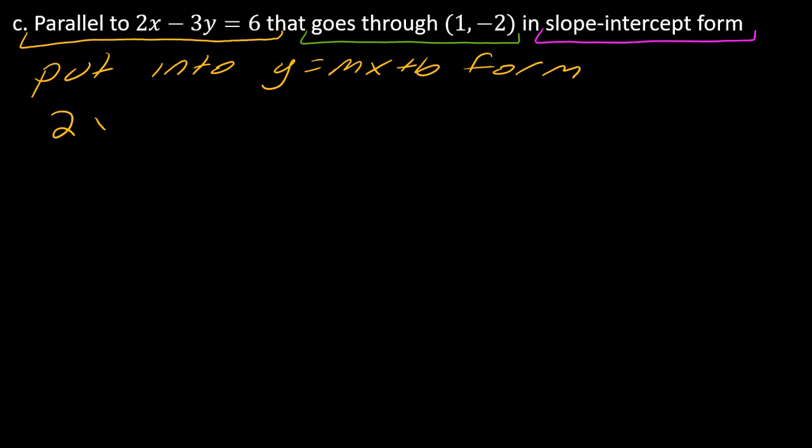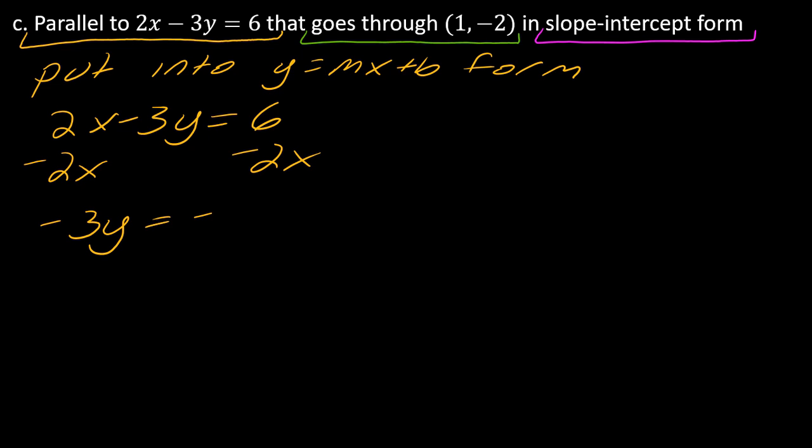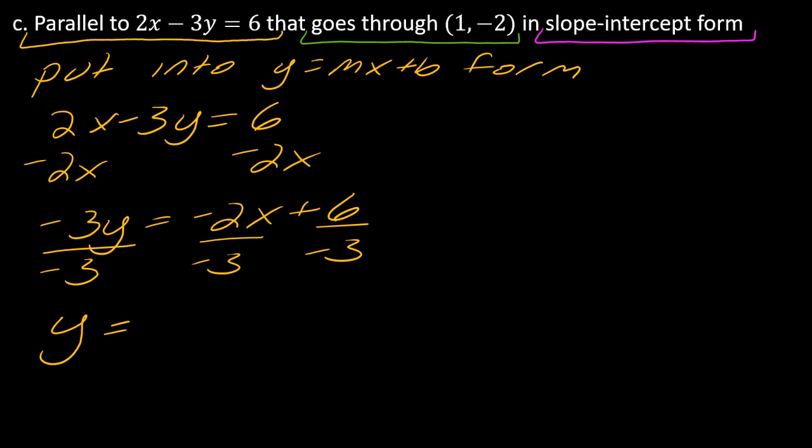So starting with 2x minus 3y equals 6. I really just need to solve for y, right? So let me start by subtracting off the 2x. So I get negative 3y equals negative 2x plus 6. And then I'm going to divide each part of this equation by negative 3 to get y equals 2/3 x minus 2. Okay, so that was a lot of work.